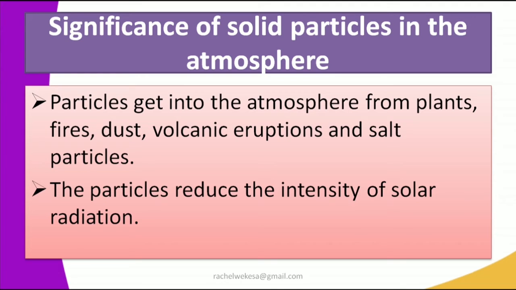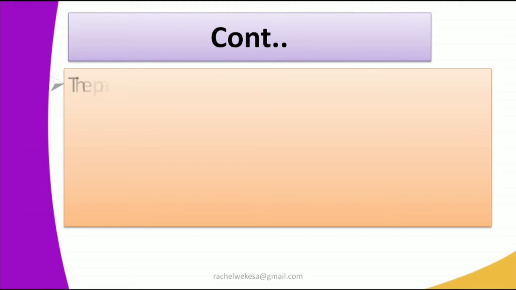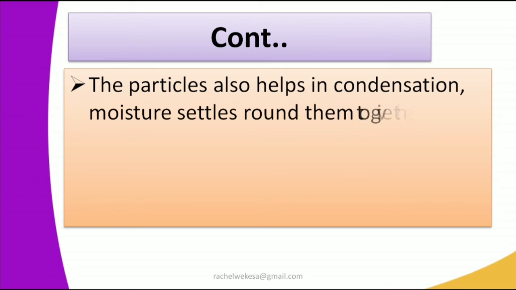The particles in themselves help to reduce the intensity of solar radiation. We see that the sun every day is getting intense. So the dust particles in the atmosphere help to absorb some of this light that is coming onto the Earth's surface. As a result, it is also going to reduce some of the effects of the solar radiation. To continue with that, these particles are very important because they also help in condensation of moisture that settles around them, and after condensation it is going to lead to rainfall, and this rainfall is the one that is going to help us in agriculture.